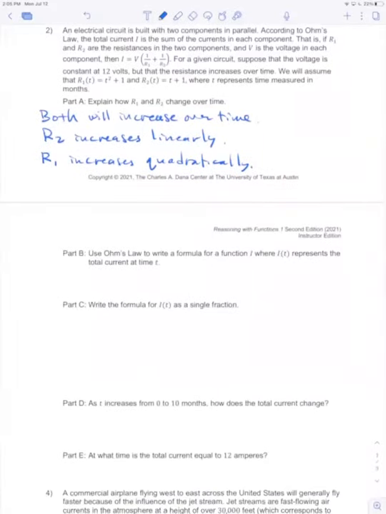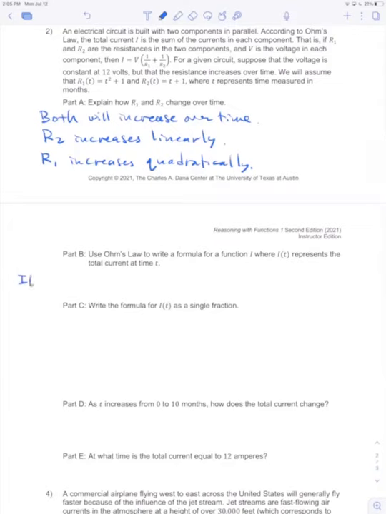Use Ohm's law to write a formula for a function where I of t represents the total current at time t. Well, we could write I of t is equal to 12, and then in parentheses, we have 1 over t squared plus 1 plus 1 over t plus 1, and we'll close the parenthesis. Part C, write the formula for I of t as a single fraction.